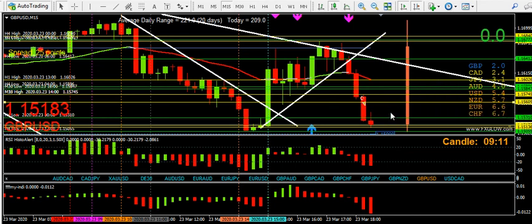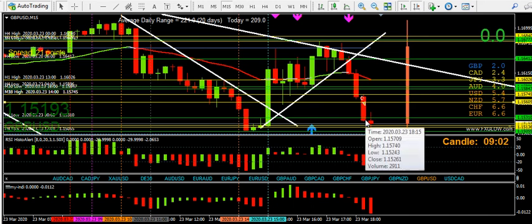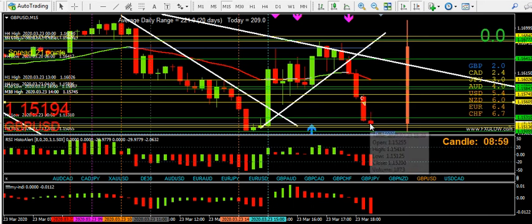And see how this is breaking these levels again now. This is, what is that one? H4 low. Tested it, broke it, pulled back, and it's crashing again.